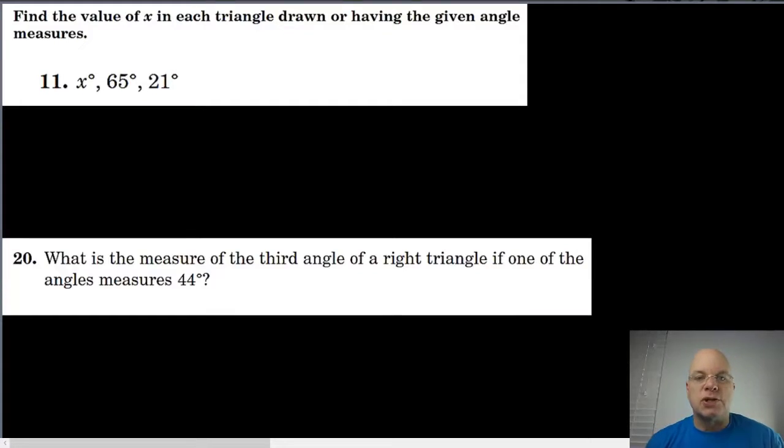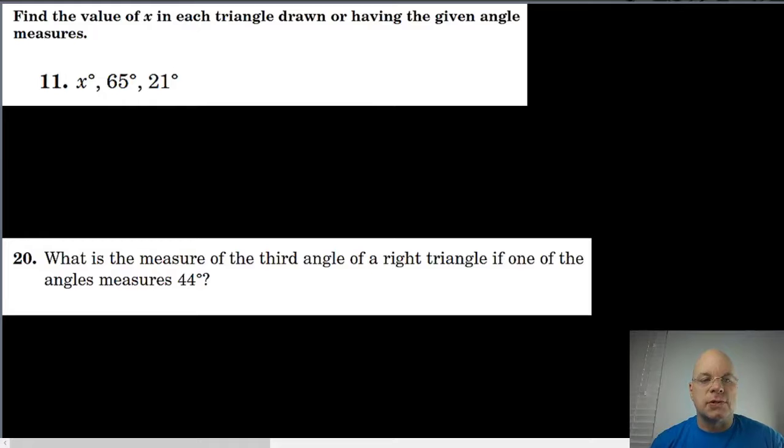Today we use the relationships for the sum of the angles of triangles and the sum of the angles of quadrilaterals to solve problems. You know from the work we did today and some of the work we did last week that the sum of the three angles in any triangle is 180 degrees. And so you can use that fact to solve problems 11 and 20 that we're going to do together here.